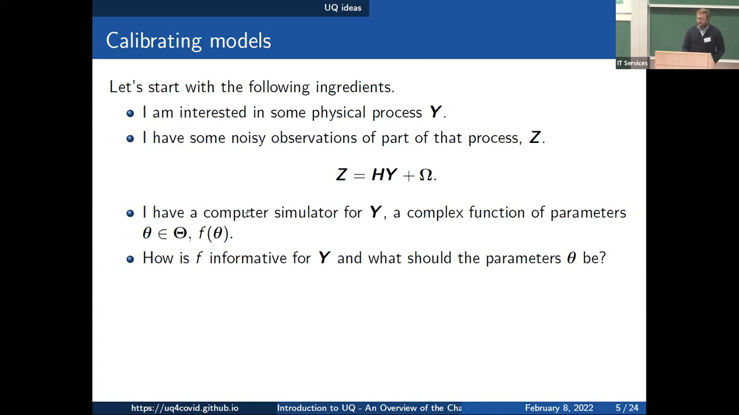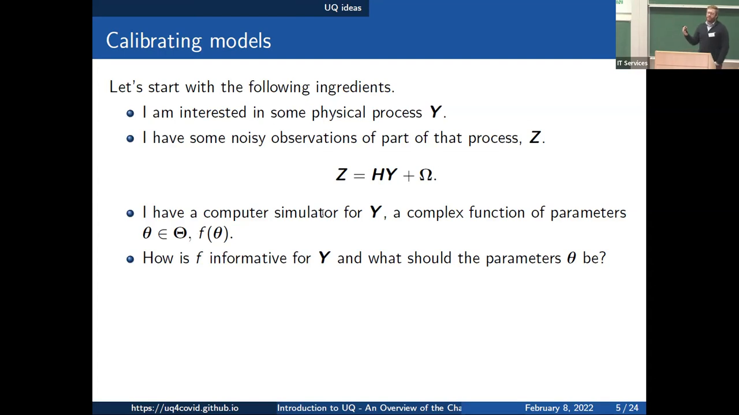Some quick notation. Be interested in a physical process. I will always call that Y. So Y will be kind of the truth of COVID, if you like. You would have some observations of that process. For example, you know how many people died in hospital, how many died in the community, up to some error. And then you have some sort of model that I'll denote F now, with some parameters that is supposed to inform you about the truth. So that's the sort of start of a UQ type framework.